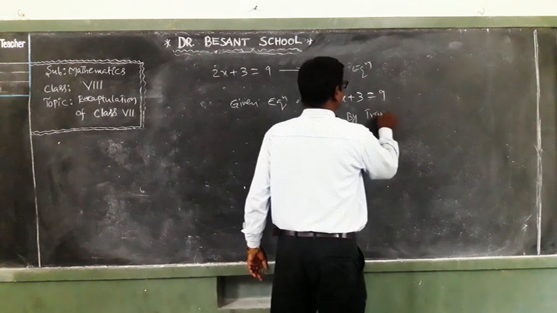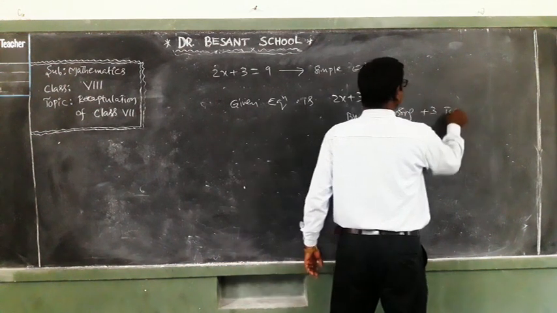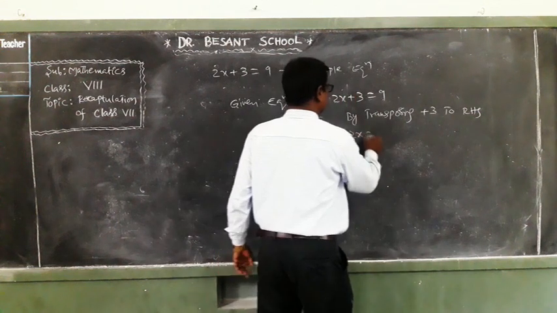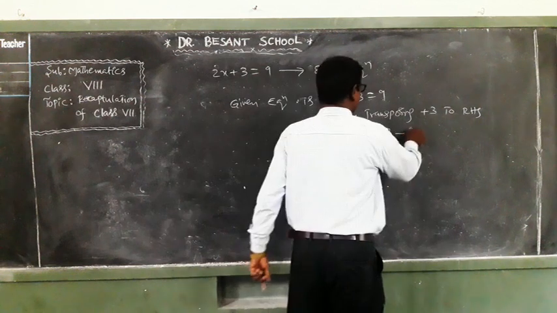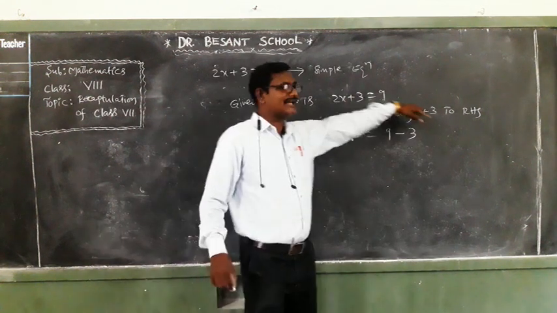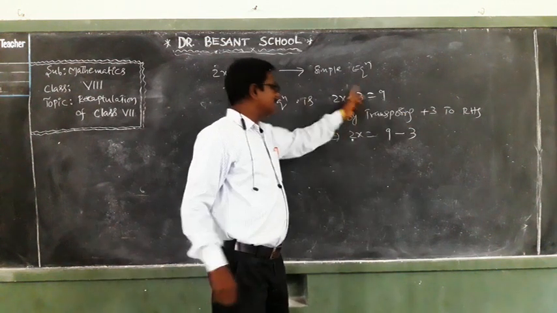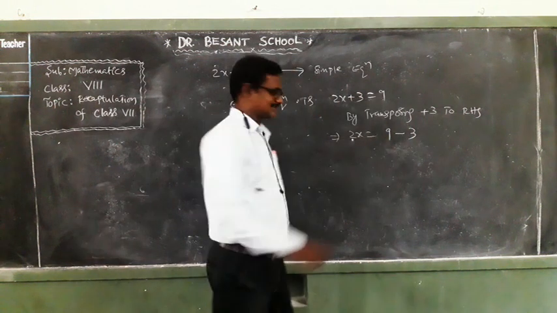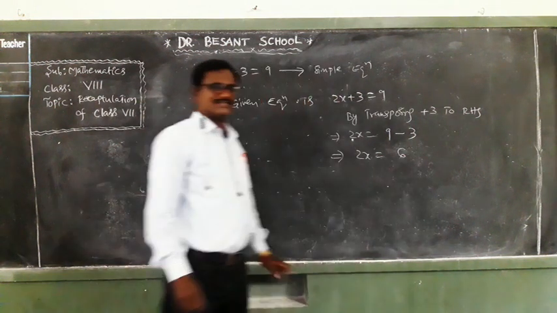By transposing plus 3 to RHS, that means 2x is equal to 9. By transposing plus 3 to the RHS, it becomes minus 3. If it is minus 3, by transposing minus 3 to the RHS, how will it become? Plus 3. So this is 2 into x is equal to 9 minus 3, which is 6.